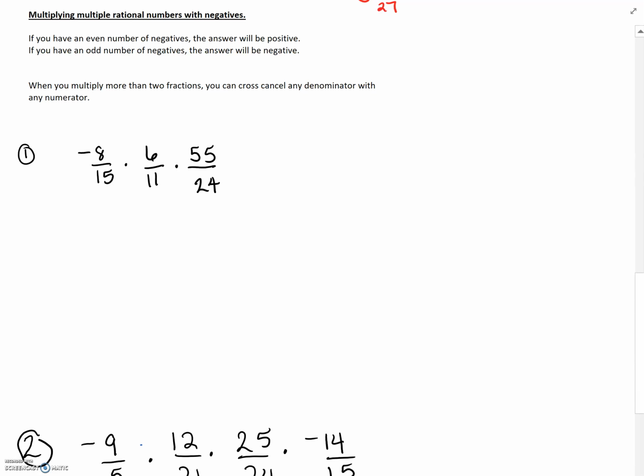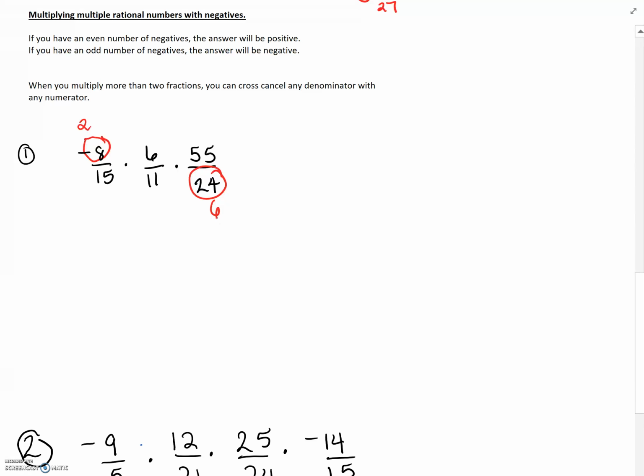So you can cross cancel any numerator with any denominator. So that means I can look at this 8 here and see if it could go with a 15, an 11, or 24. If it has a common factor with any of those, I can do cross simplifying. So 8 and 24 have common factors of 4. 4 goes into 8 twice. And don't worry about keeping up with your negatives. 4 goes into 24 6 times.